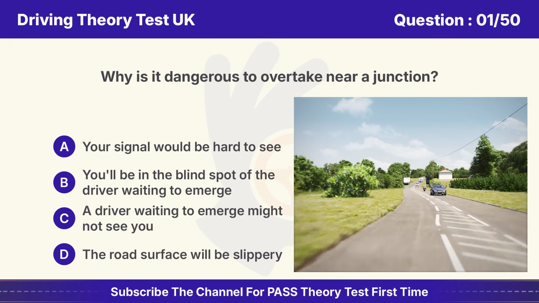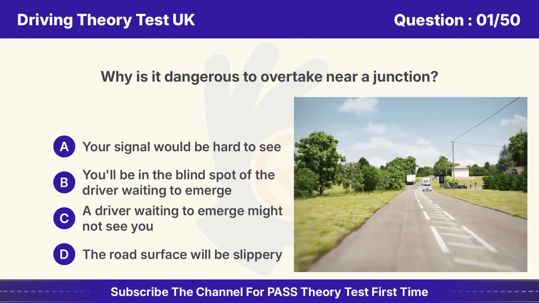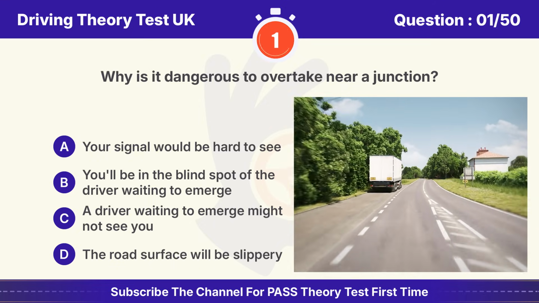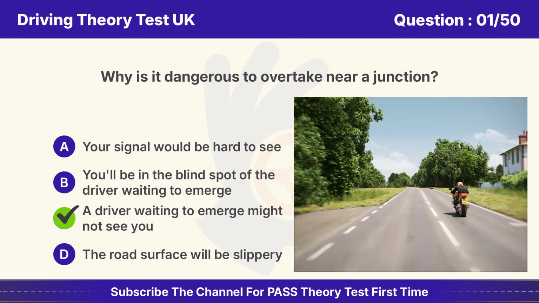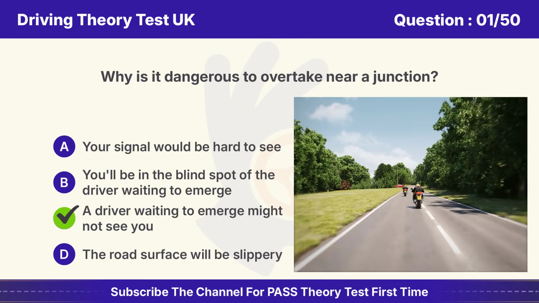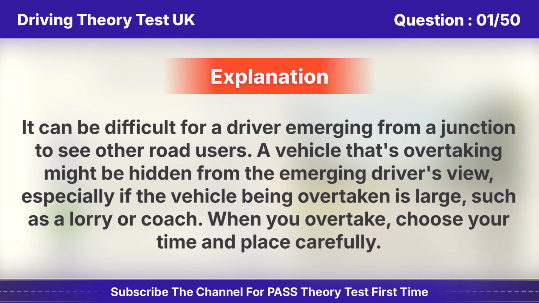Question 1. Why is it dangerous to overtake near a junction? Answer is C. A driver waiting to emerge might not see you. It can be difficult for a driver emerging from a junction to see other road users. A vehicle that's overtaking might be hidden from the emerging driver's view, especially if the vehicle being overtaken is large, such as a lorry or coach. When you overtake, choose your time and place carefully.